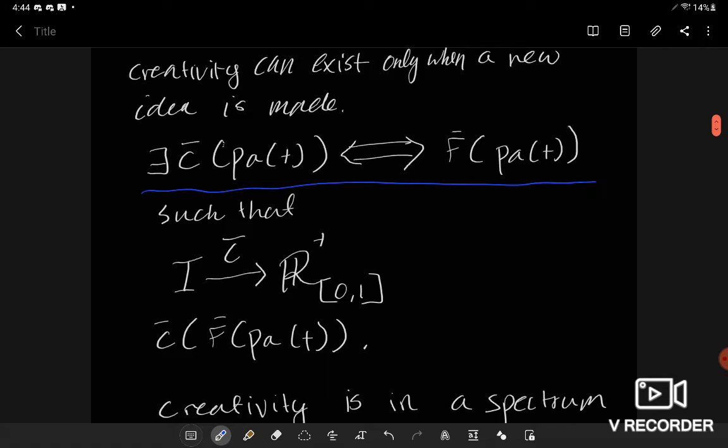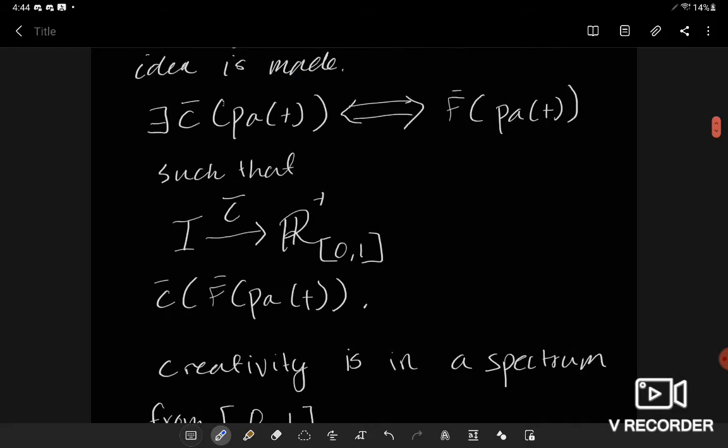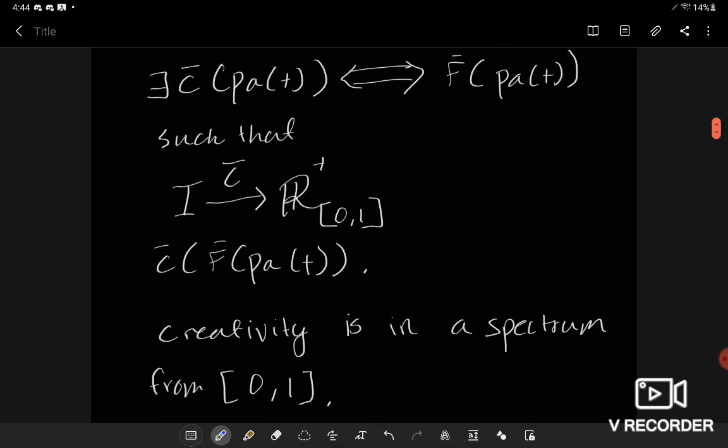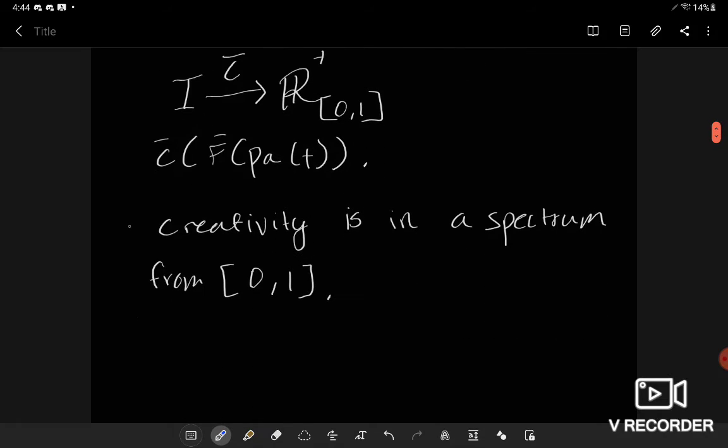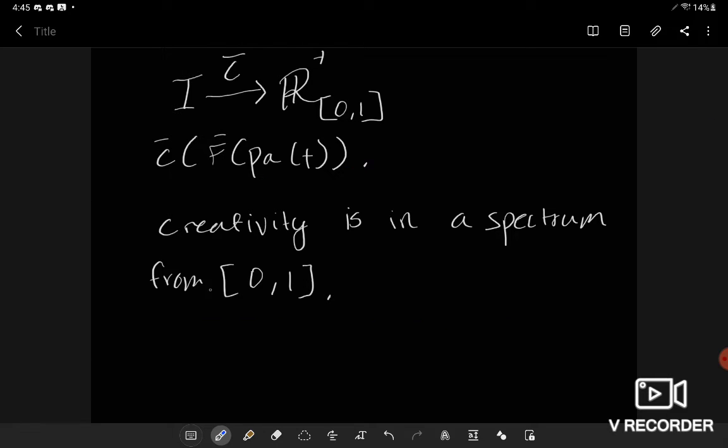And so this is a necessary condition that must be met in order for us to measure a creativity index. And here I just explicate that the creativity value, or the index, is going to be from 0 to 1.